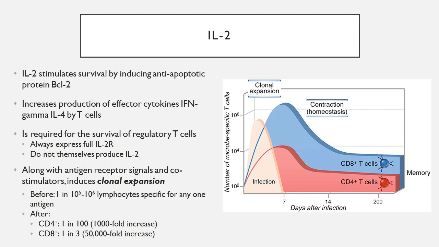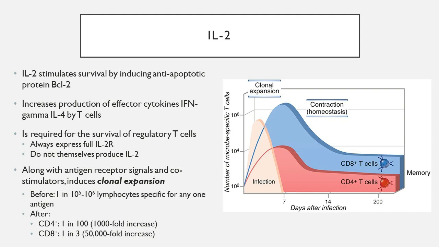Now that we've discussed the receptor, I want to talk about some of the functions of IL-2 and also some of the reasons why it used to be called T cell growth factor. Okay, first and foremost, IL-2 stimulates the survival of T cells by inducing anti-apoptotic proteins like BCL2. So that's, I think, the second or third time I mentioned that protein. It also increases production of the effector cytokines like IFN gamma and IL-4 by T cells.